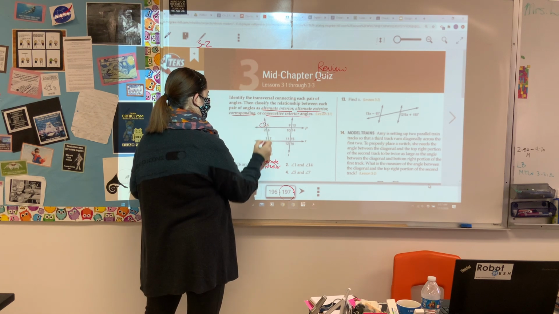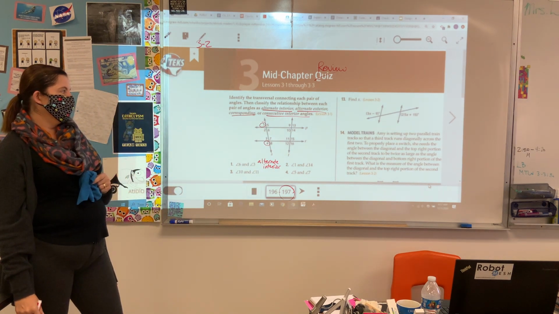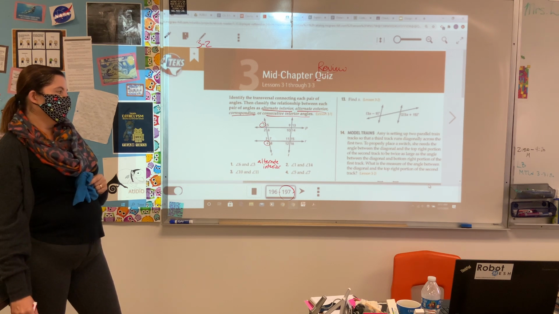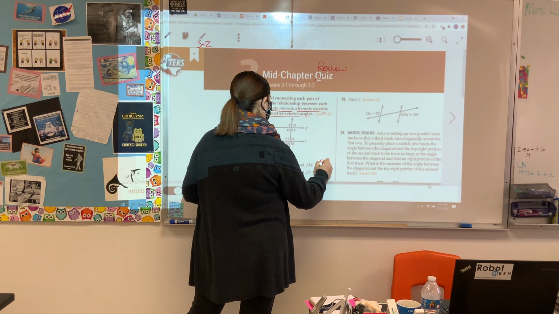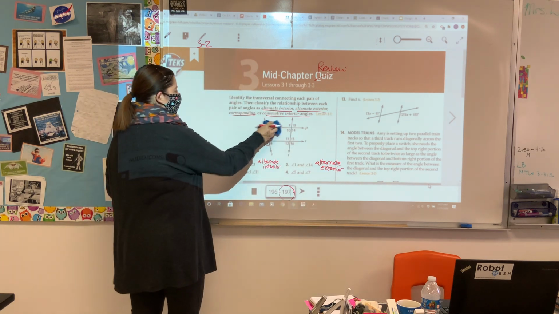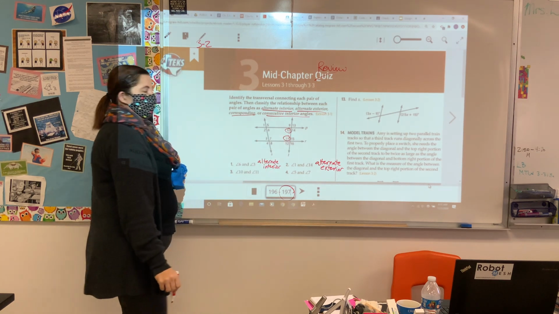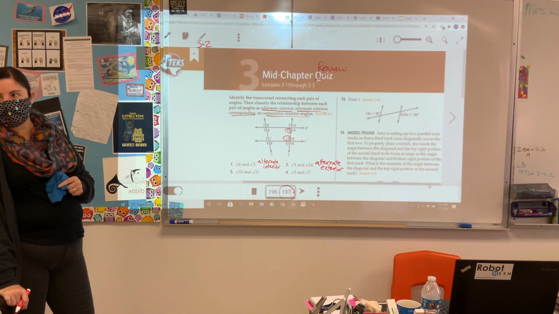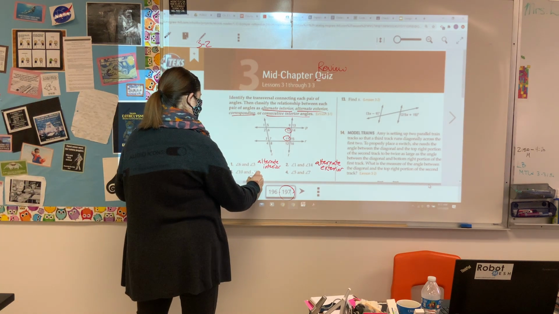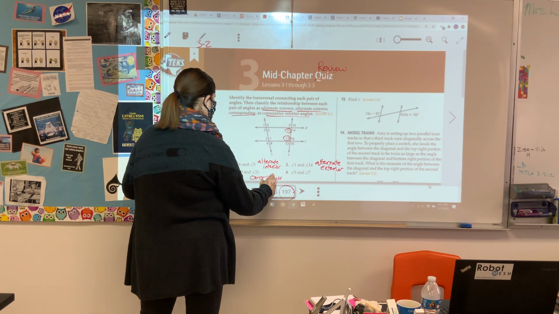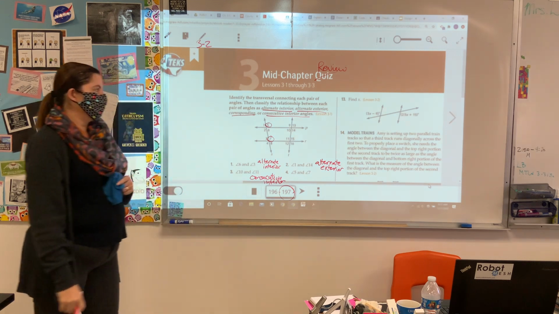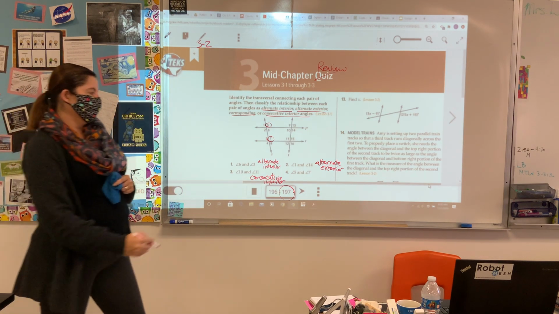Okay. Angles 1 and 4. Corresponding? No, they're not corresponding. 1 and 4. Consecutive exterior? There is no such thing. Alternate exterior. Okay, 10 and 11. Oh, wait a minute. That's consecutive. Yeah, consecutive interior. This is consecutive interior. And then 5 and 7. Corresponding.